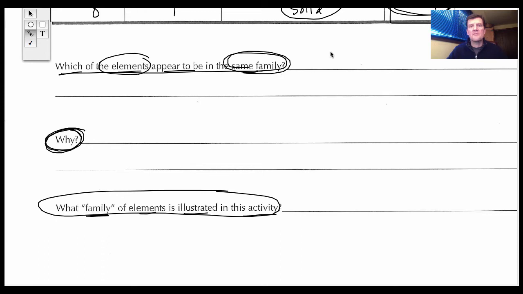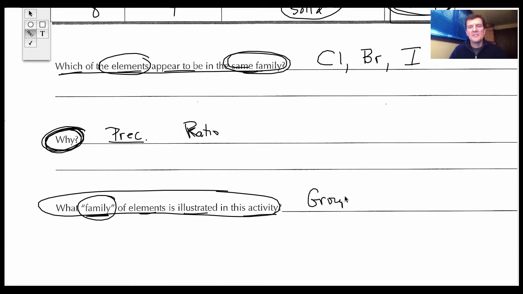Which elements appear to be in the same family? Chlorine, bromine, and iodine. Why? You're going to tell me that they had similar results as far as the color of the precipitate and similar ratio in which they reacted. And what family of elements is this? The family here is group 17 on the periodic table, which are the halogens. All of these, chlorine, bromine, and iodine, are all halogens. They're in the same family, group 17.